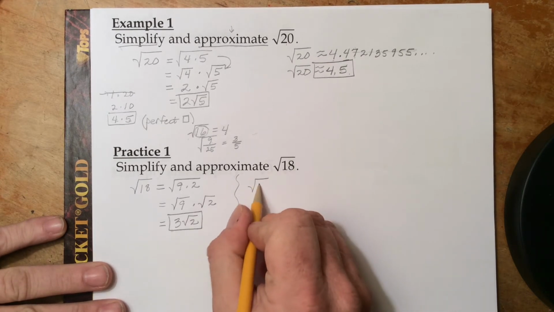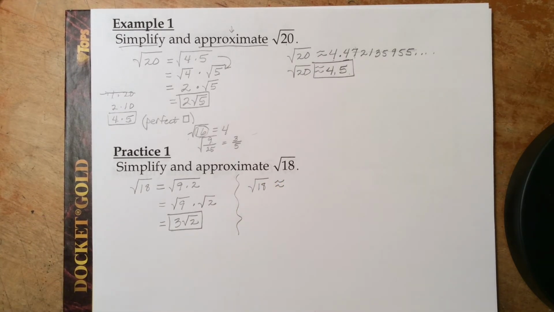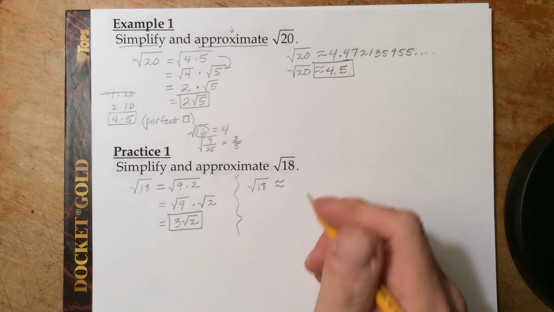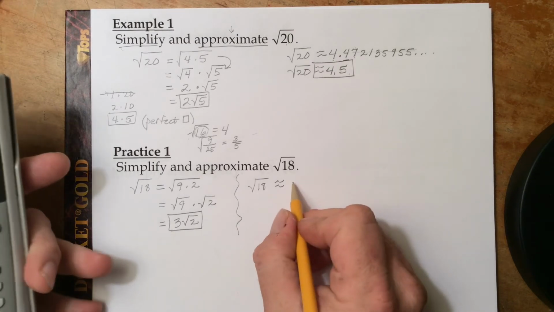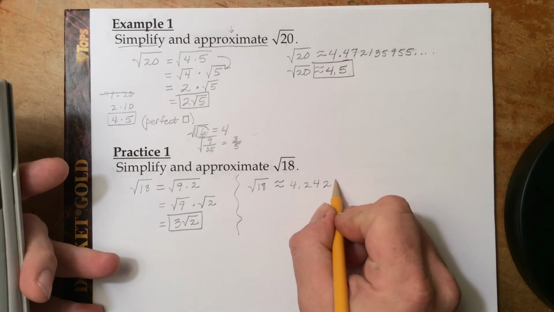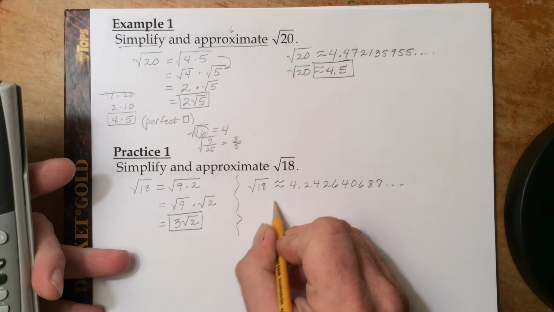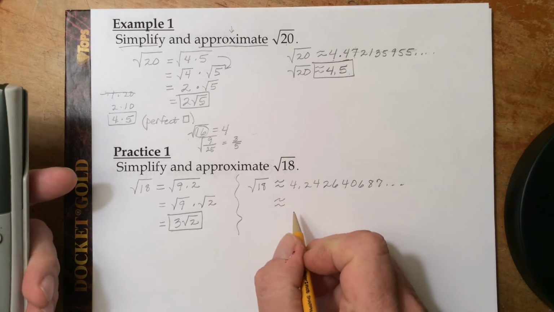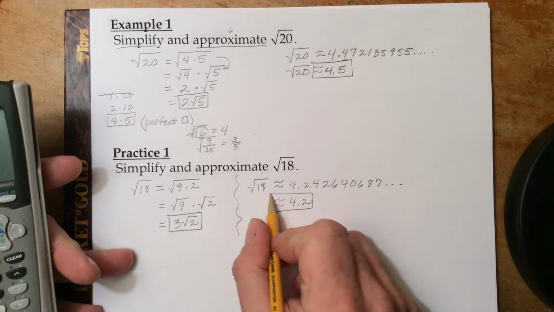Now for the approximation for the square root of 18, putting the square root of 18 in your calculator, we get 4.242640687 and so on. We want to round to the nearest tenths place like we did before. So the square root of 18 approximated to the nearest tenths would be 4.2, or 4 2/10.